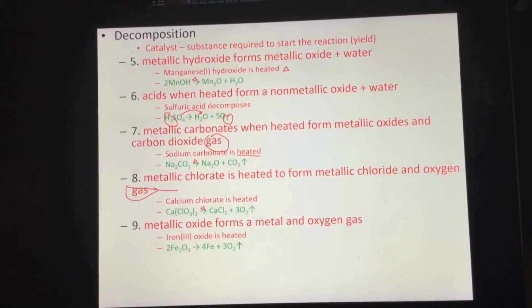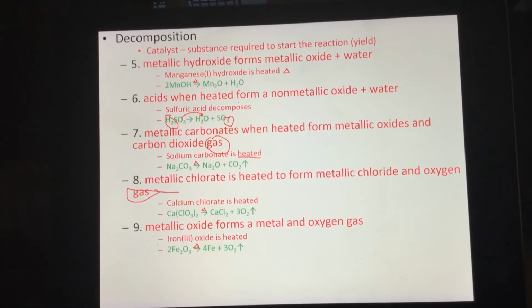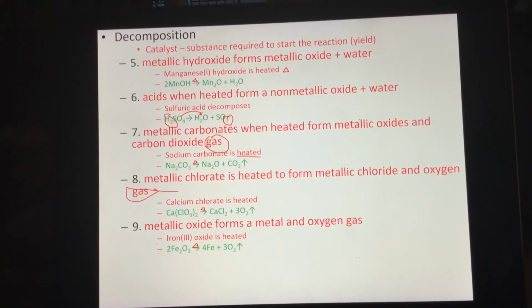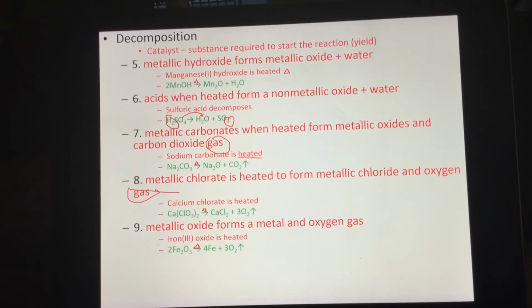Again, you don't have to worry about that, and I'll put the yield sign on here, but you don't have to worry about that either. And then we need to make sure it's balanced. So since we have a 2 here and a 3 here, we need a 2 out in front to make 4 irons. Put a 4 here, and then 6 oxygens.